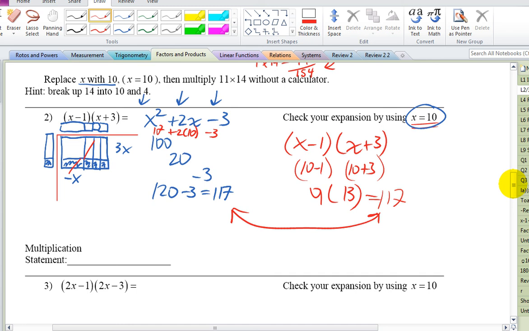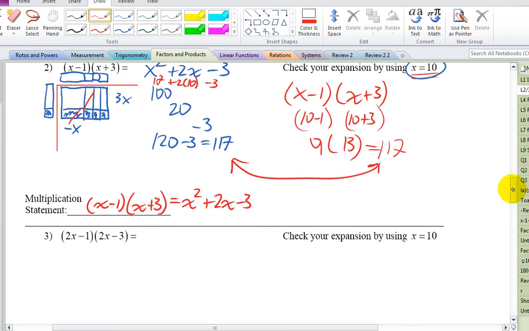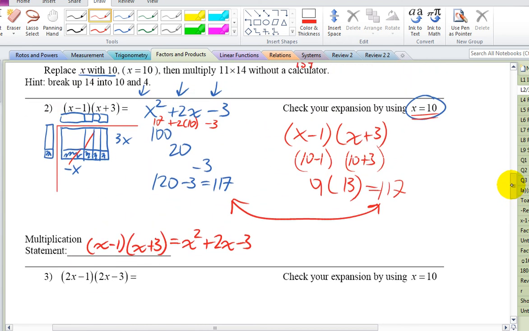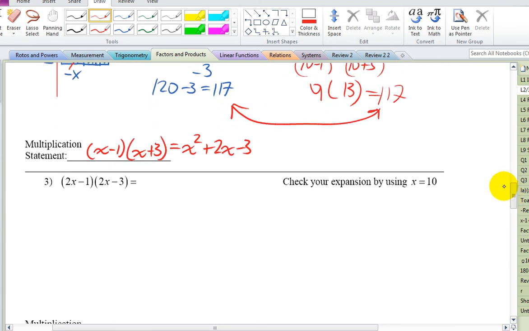Questions? How are you guys doing with this stuff? I'm not too concerned about checking the expansion. That might be like one question on a test, like the top question. Okay, it's not something we normally do. Okay, multiplication statement. X minus 1 times x plus 3 equals x squared plus 2x minus 3. Okay, so now we're going to some harder ones.